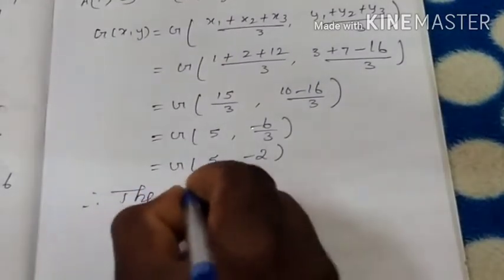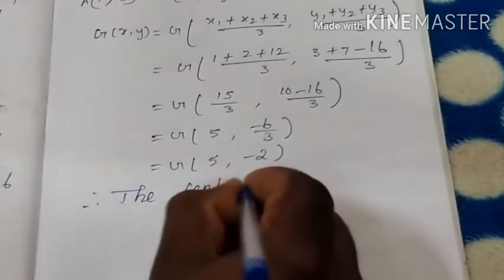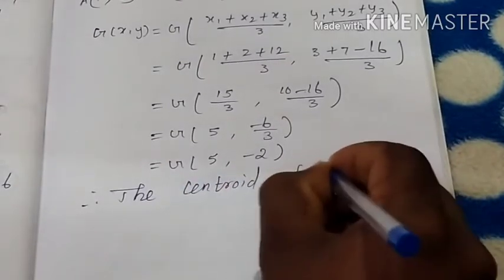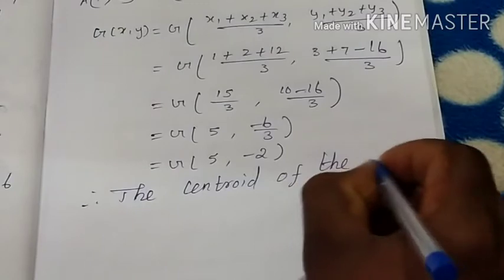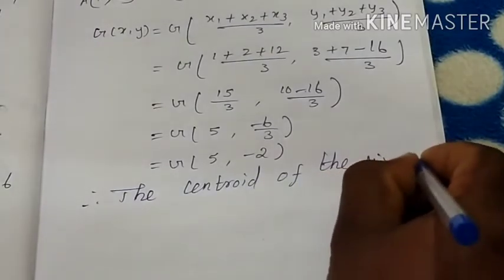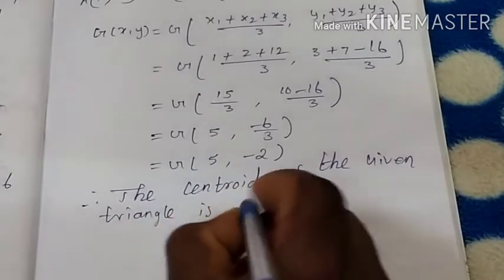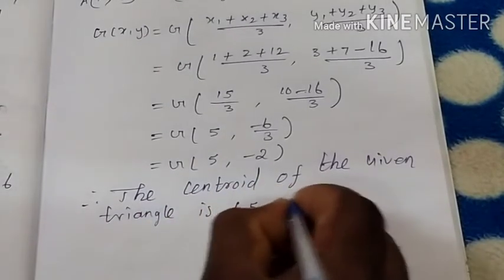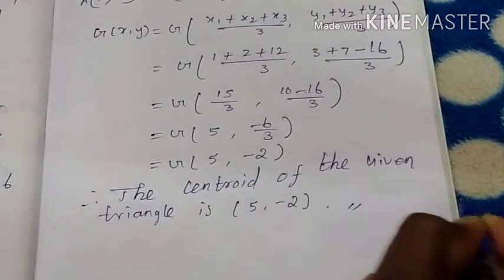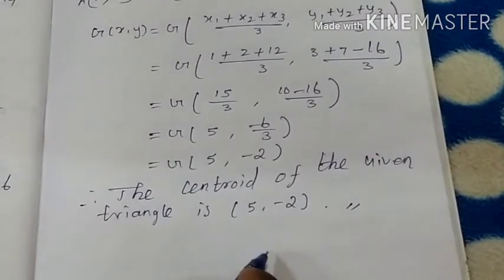Therefore, the centroid of the given triangle is (5, -2). That's all. Have you understood?